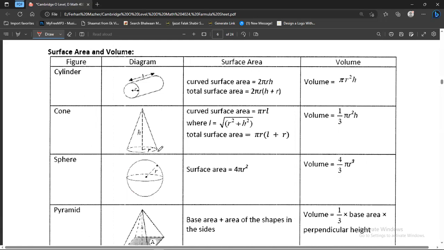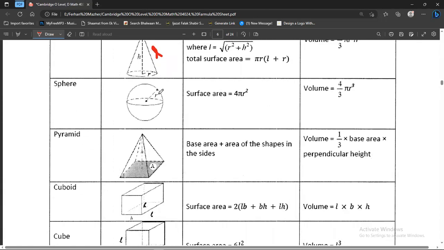Cone, this is the basic shape of the cone. This is the vertical height of the cone, and this is the radius of the base. The curved surface area of the cone is pi r l, where l is the slant height. L is equal to the square root of r square plus h square, because this is a right angle triangle. So l square is equal to h square plus r square. The total surface area is the curved surface, pi r l, and the bottom, pi r square. That's why we have pi r l plus pi r square. The volume of the cone is 1 by 3 pi r square h.